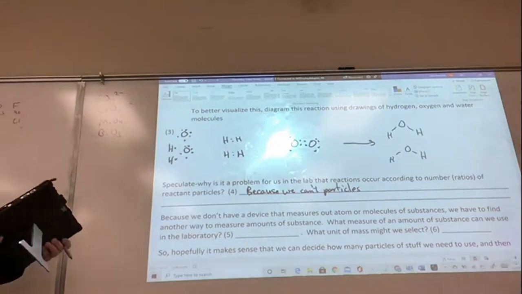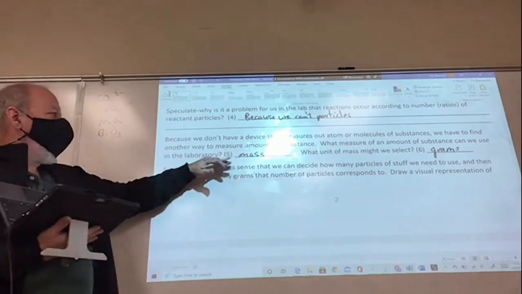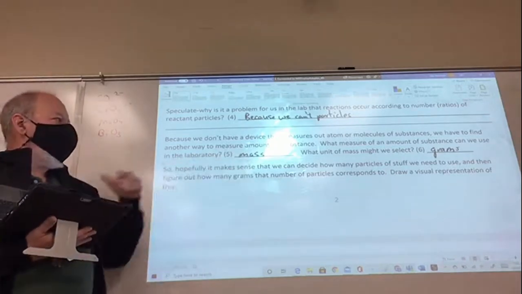Now, because we don't have a device that measures out atoms or molecules of substance, we have to find another way to measure these amounts. What measure of an amount of substance do we use in the laboratory? How do we measure things in the laboratory? Okay, that's the units. What's the property? What property of a substance do we use? The mass. Okay, so we've got the mass. So what measure of an amount of substance can we use in the laboratory? You can use mass. What unit might we select?